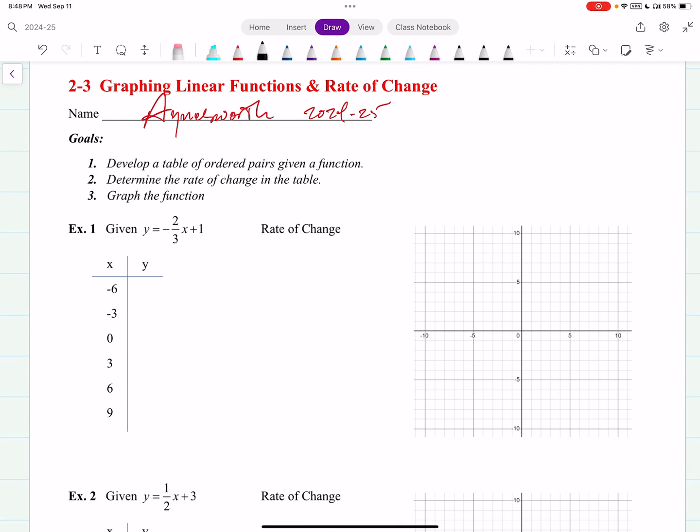This is Mr. Ainsworth, and we're going to get into a little lesson here on linear functions, rate of change, and also graphing a linear function. So we have three goals, really. We want to develop a table of ordered pairs given a function, a linear function that is. We want to determine the rate of change from the table, and we want to graph the function. Okay, so three separate things. There's a lot of arithmetic.